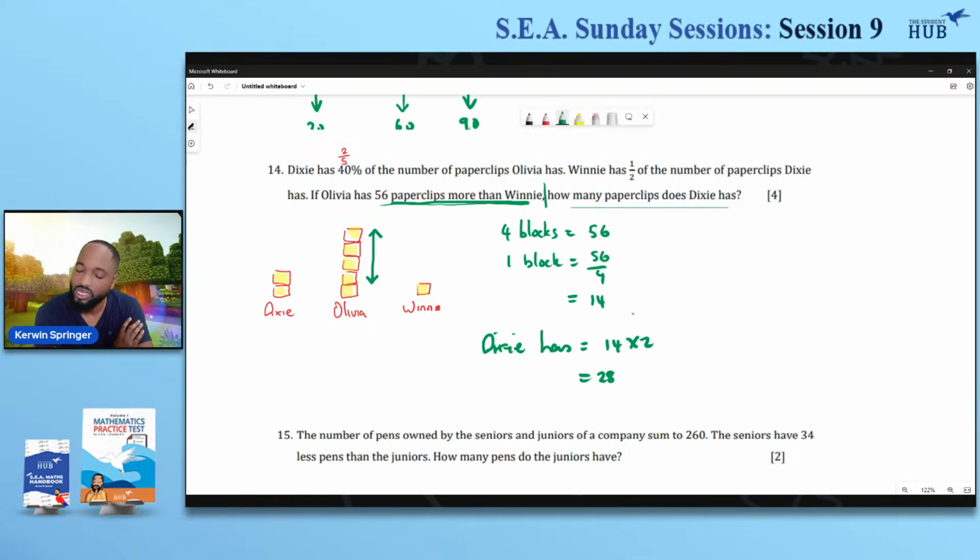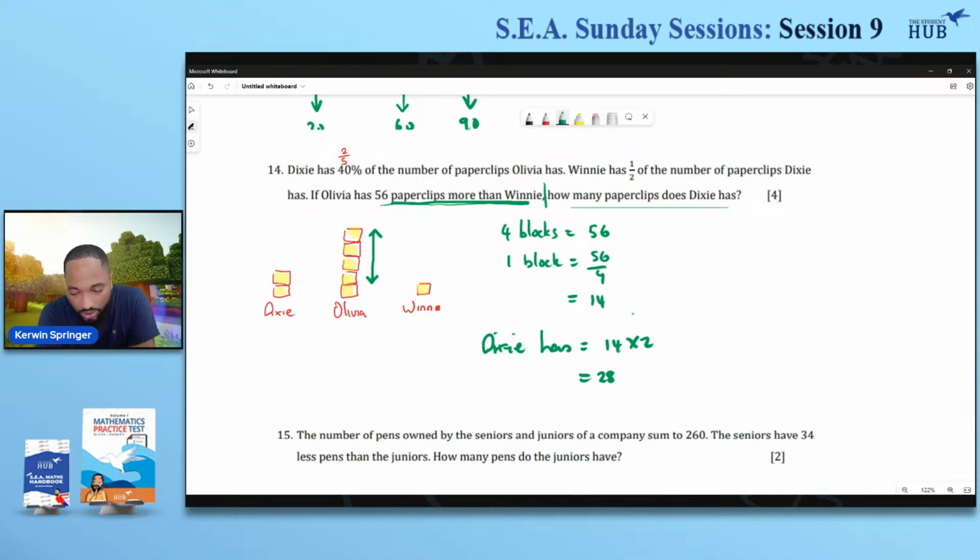Yeah, 40%, 2/5. How much does Winnie have? A half. Yes, but the block method is the fastest. That's the easiest way to show it. But excuse me, it's one thing for me to show you. It's the next thing for you to be able to do it in the exam for yourself. So you really need to practice it, identifying which one of these techniques to use.